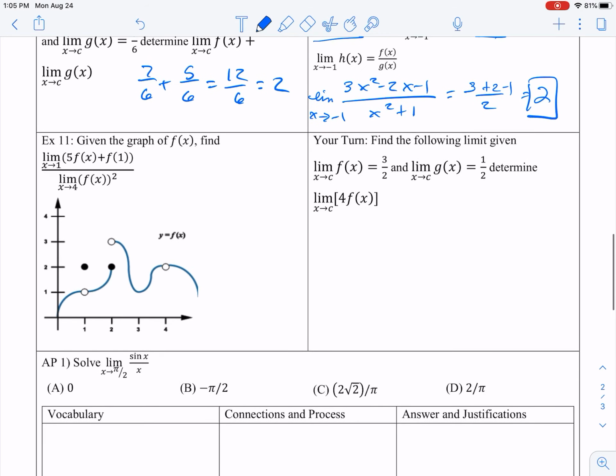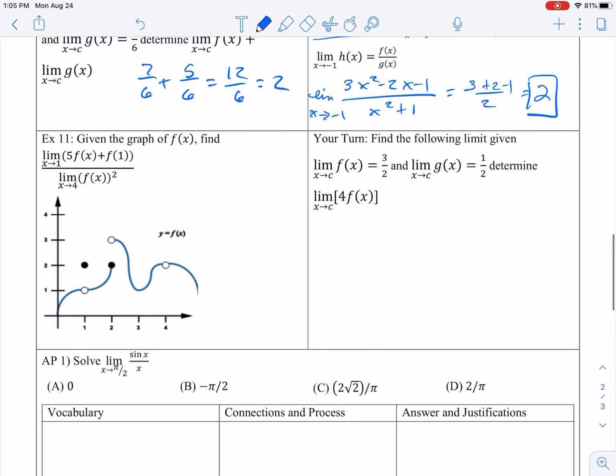Using a graph, I want to read it off of there. It says find the limit as x goes to 1 of 5 times f of x. So the limit of f of x as it approaches 1 is 1. So that's 5 times 1. This is the limit, not the y value. This is the function itself. F of 1 is 2.